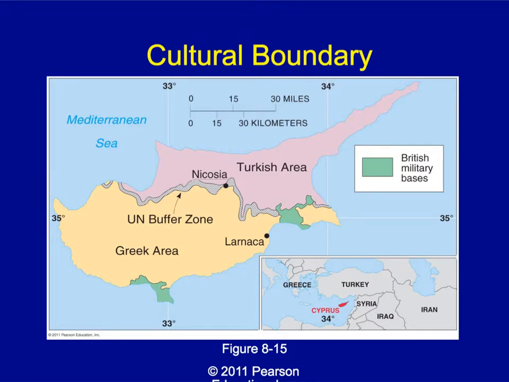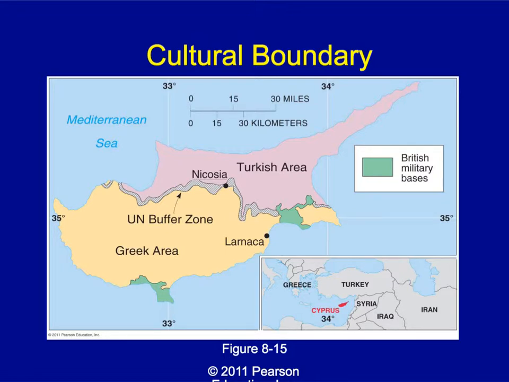Turkey ended up invading Cyprus. And so the United Nations came in, and with Great Britain's help, set up a buffer zone. And you can see that on the map. And you can see that the capital, Nicosia, was actually split in half. They had a divided capital city, but that was the only way that they could find to bring peace to the island.